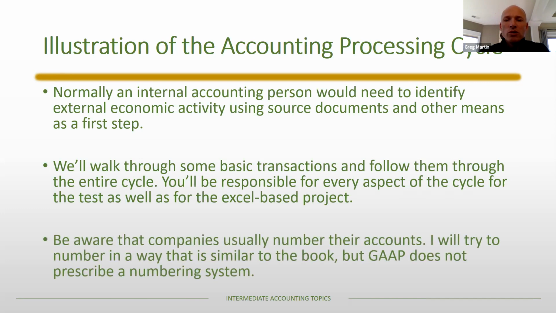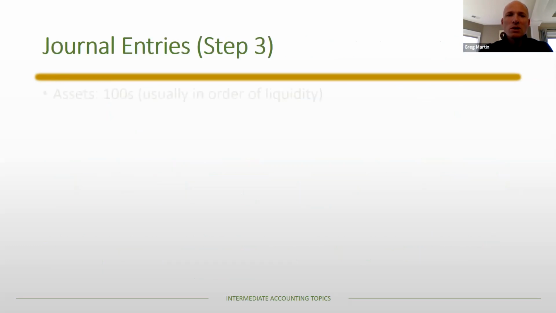Now, we are going to use a numbering system. I'm going to follow the book as closely as I can, and try to use the same numbers for accounts that they use. GAAP doesn't really prescribe a numbering system, but it is helpful to keep track of things using one. That numbering system falls into different categories. On a test, when you do your journal entries, and you are going to have to record journal entries on the test, you are going to need to include a reference number. They call it a post reference.